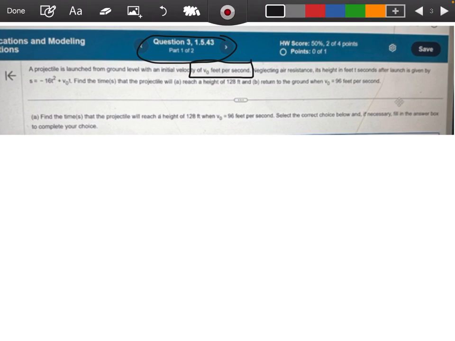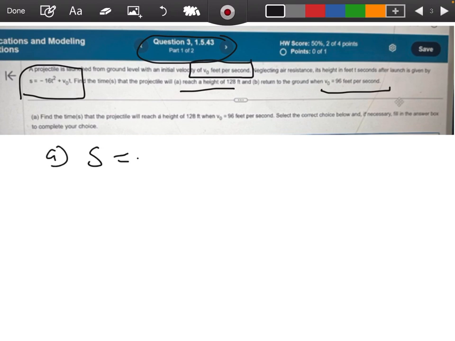Neglecting air resistance, the height in feet, t seconds after the launch is given by, okay, so they give me an equation here. And it says, find the times when the projectile will reach part A, a height of 128 feet, and then B, returning to the ground when V0 is 96 feet per second. Okay, so y'all, first thing I'm gonna do, let's do part A.